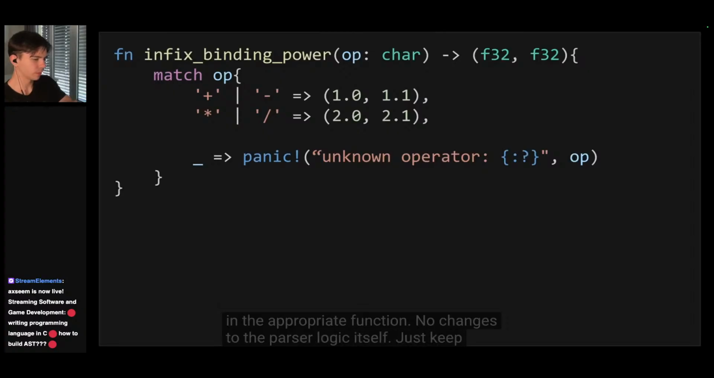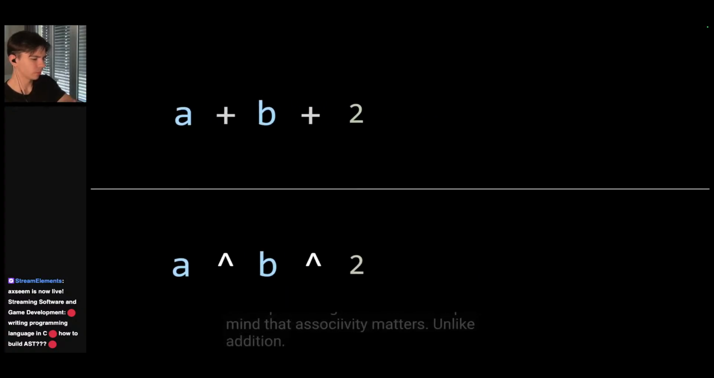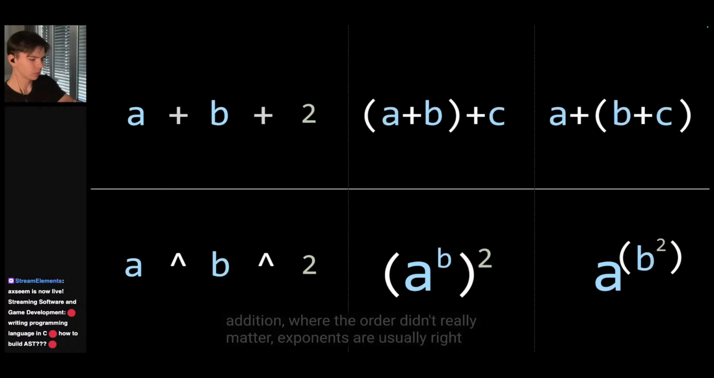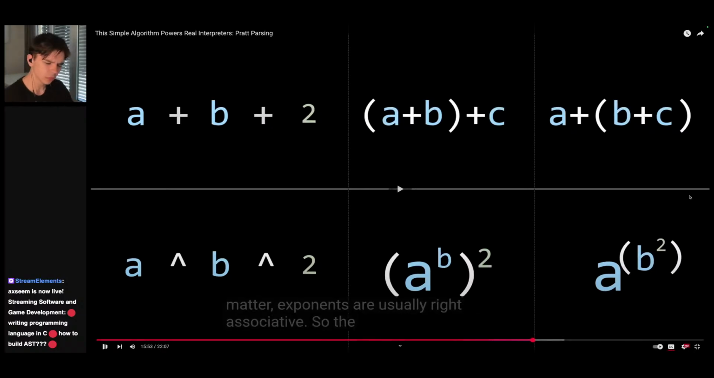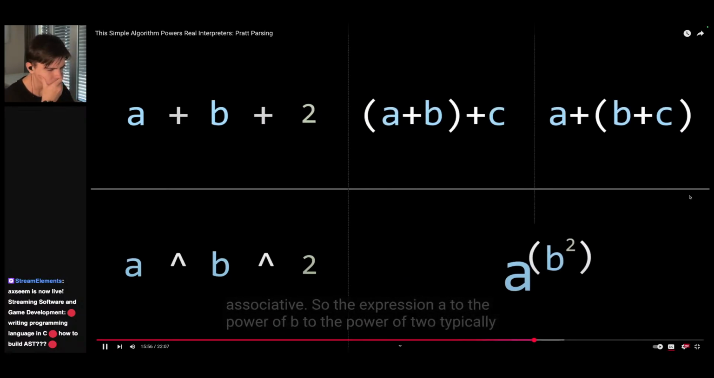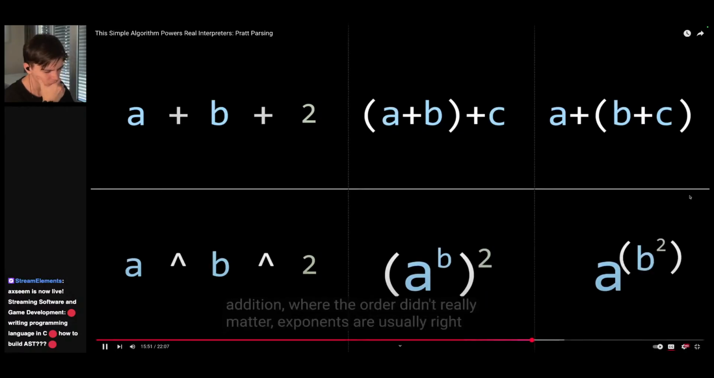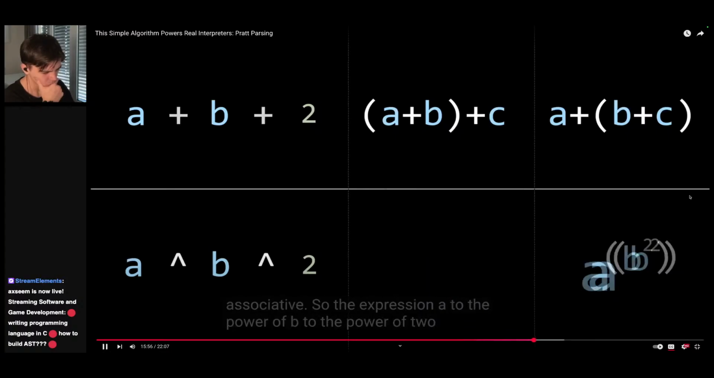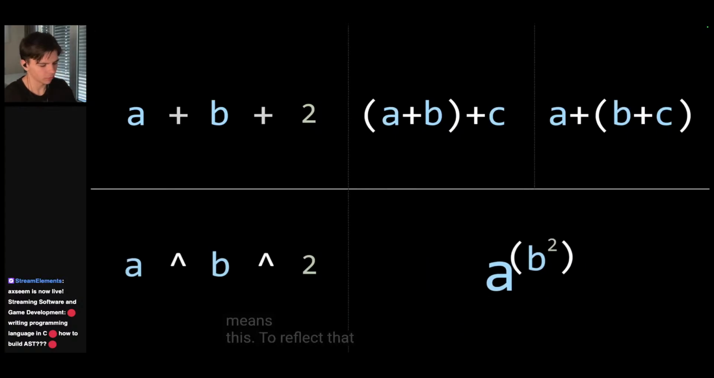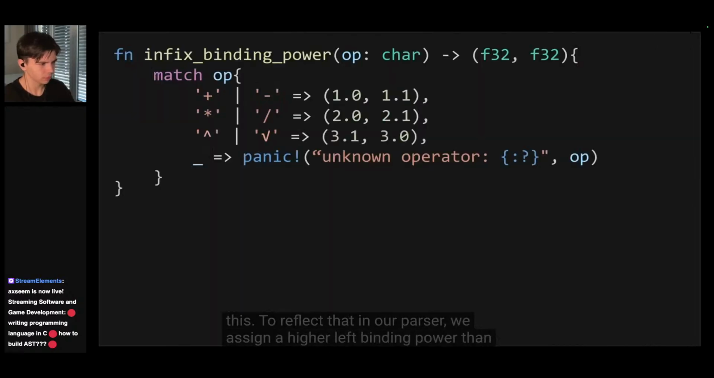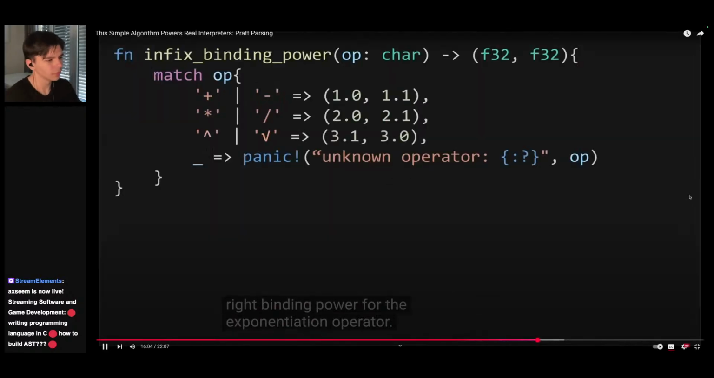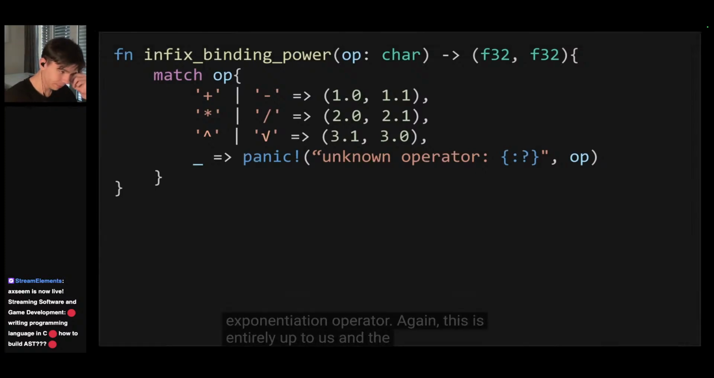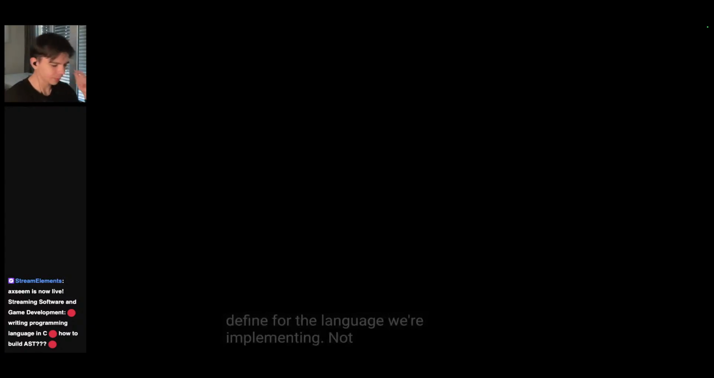Just keep in mind that associativity matters. Unlike addition, where the order didn't really matter, exponents are usually right associative. So the expression a to the power of b to the power of 2 typically means this. To reflect that in our parser, we assign a higher left binding power than right binding power for the exponentiation operator. Again, this is entirely up to us and the rules we define for the language we're implementing. Not too hard, right?